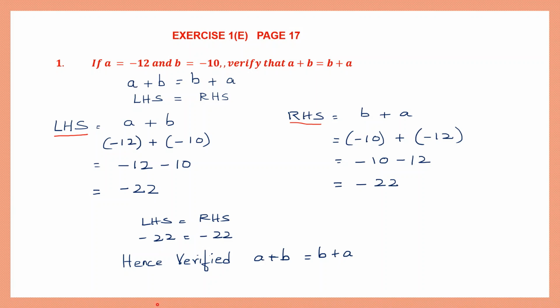Now this also satisfies a property called the commutative property. That is, when you add two integers a plus b, if you change the order, the answer will also be the same. So this is the commutative property of addition. Even if you change the order of the integers, the sum will be the same. So this is how we answer our question. Hence verified that a plus b is equal to b plus a.